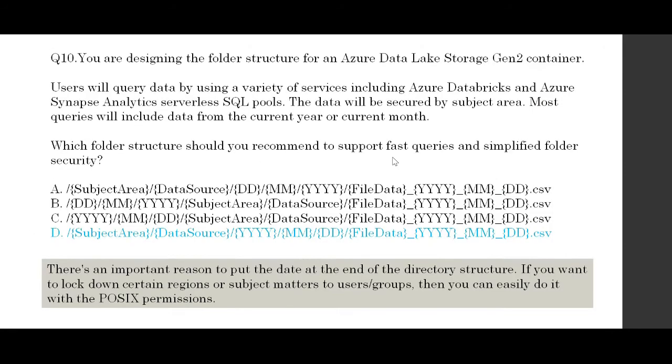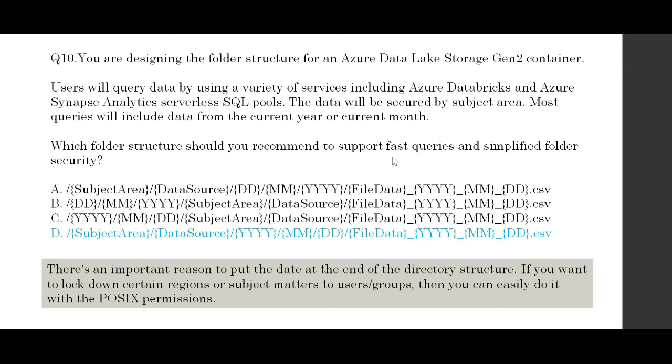Okay, moving to the 10th question. You are designing a folder structure for an Azure Data Lake Storage Gen 2 container. Users will query data by using a variety of services, including Azure Databricks and Azure Synapse Analytics serverless SQL pool. The data will be secured by subject area. Most queries will include data from the current year or current month. Which folder structure should you recommend to support fast query and simplified folder security?